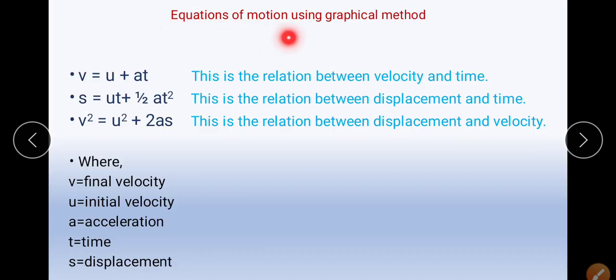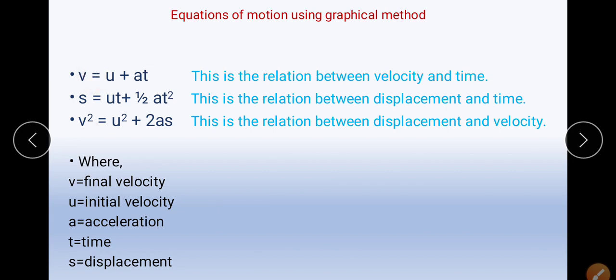The most important topic is the equation of motion. These equations of motion were given by Newton, so they are also called Newton's laws of motion. The equations are given to relate the velocity, time, displacement and acceleration. All these four terms are related using these three Newton's equations.